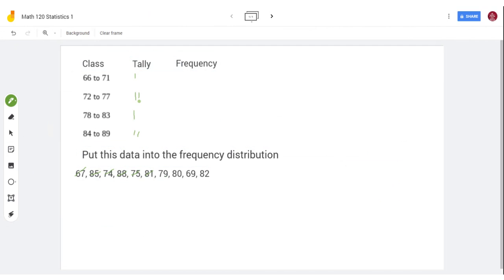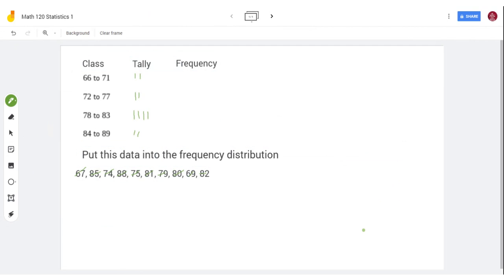79 will go right here. 80 will also go there. 69 will be over here. We're up there, I mean. And then 82 would be right here.